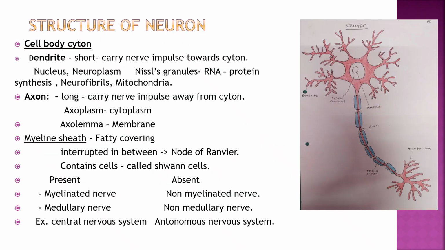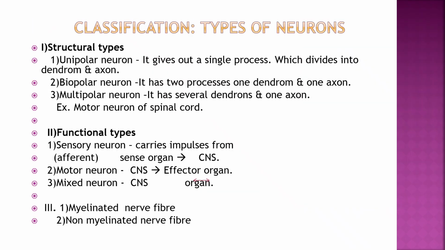So here also you can see the cell body, then the short fibers are dendrites and the long fiber is the axon. The cytoplasm present in the axon is axoplasm and the membrane is called axolemma, and the myelin sheath, that is a fatty covering, is there. So myelinated fibers are present in the central nervous system and non-myelinated fibers are present in the autonomic nervous system. Now we will see the classification of the neurons.